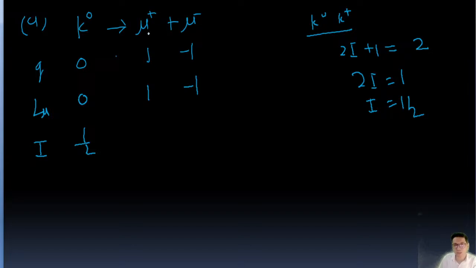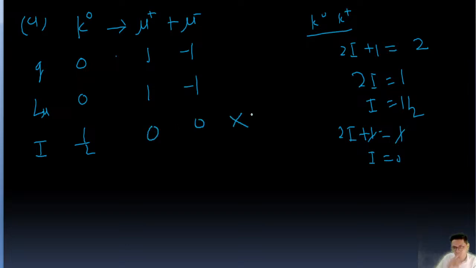And for muon, I is going to be 0 because muon is only one term. So we know 2I plus 1 equals 1, the 1 will get cancelled, and I value is going to be 0. So the I values are 1 by 2 on one side and 0 and 0 on the other. So I is not conserved.